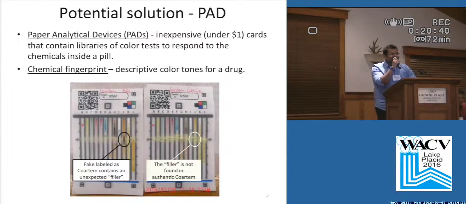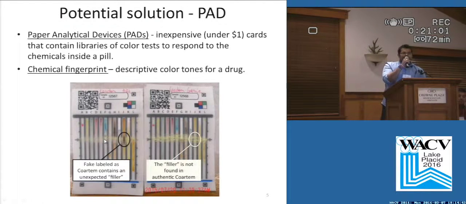The potential solution we propose is PAD, which stands for paper analytical devices. These are basically inexpensive cards which have reagents embedded in their vertical lanes. Can you see the cursor? Yeah, so these are the vertical lanes and they have reagents embedded in them.